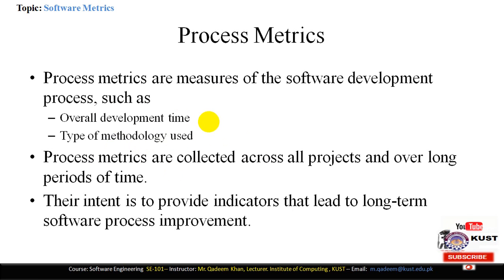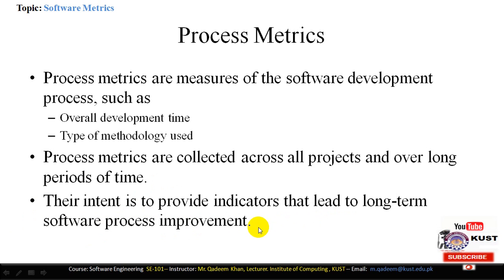So here we will define the implementational methodology that will be used by the project. Process metrics are collected across all projects and over a long period of time, because the process is very lengthy. For example, the waterfall model has 5 lengthy phases, while the spiral model has 4 very big quadrants. So that's why process metrics take a lot of time to measure. That's why it's very important, but it requires a highly skilled person to perform the measurements. Their purpose is to provide indicators that lead to long-term software process improvement.